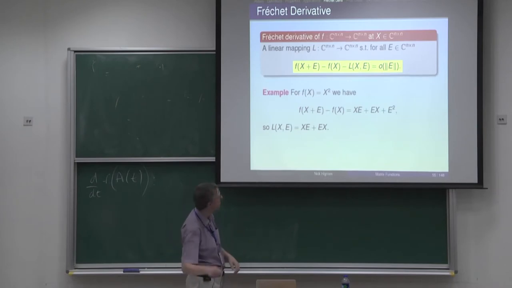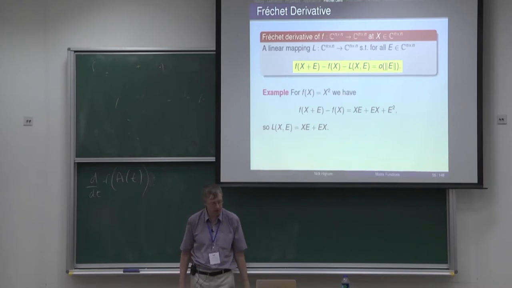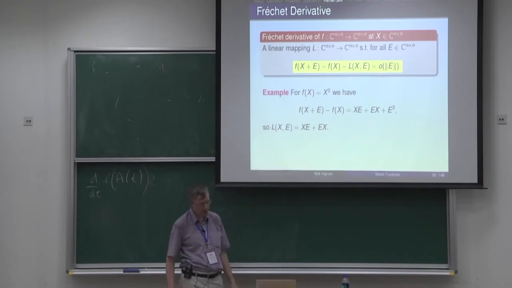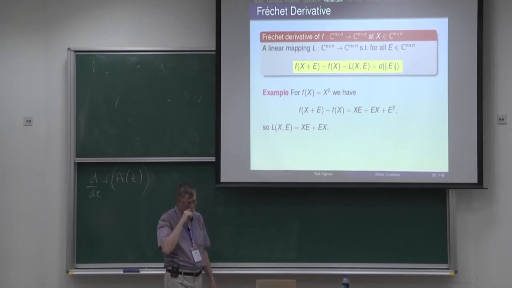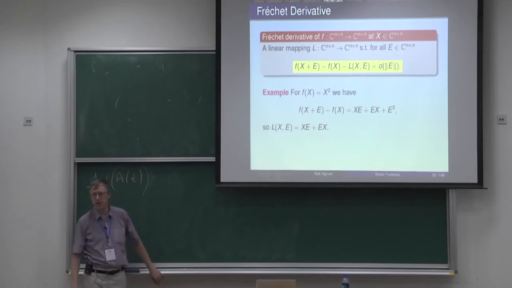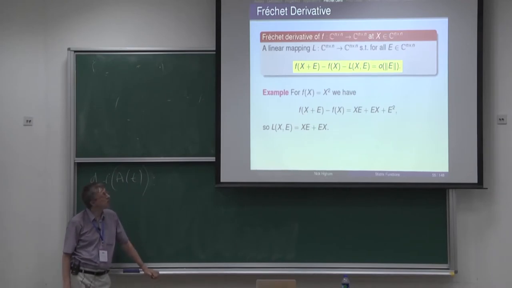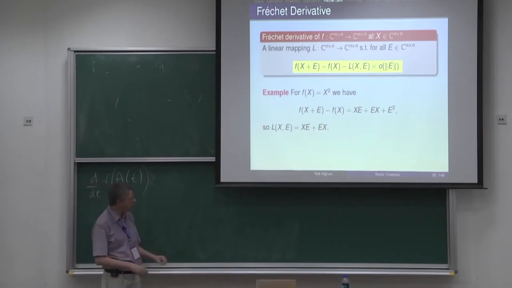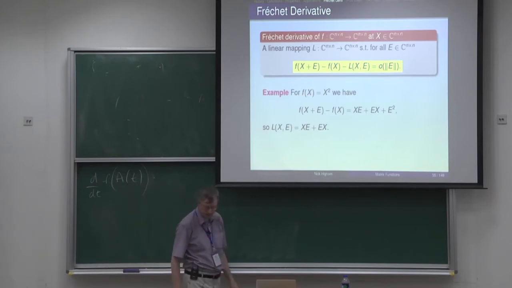Sometimes we'll put a subscript f on L to denote that it's the derivative of f, but it depends on context whether we need to bother doing that. Okay, so that's the Fréchet derivative. And if you look in books on functional analysis, they will sometimes call this the Fréchet derivative, and sometimes they don't use the term Fréchet, they just call it the derivative. There are other types of derivative as well. There's the Gateaux derivative, which is a directional derivative, which has a close relation to this one. But this is the one that we need to understand the sensitivity of matrix functions.